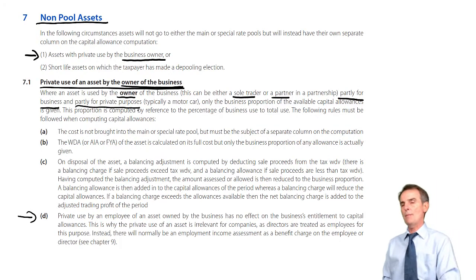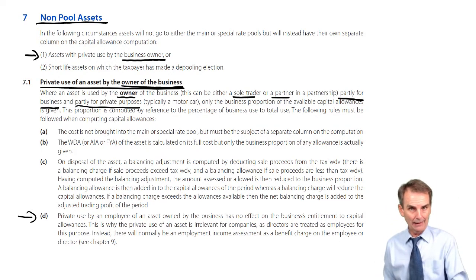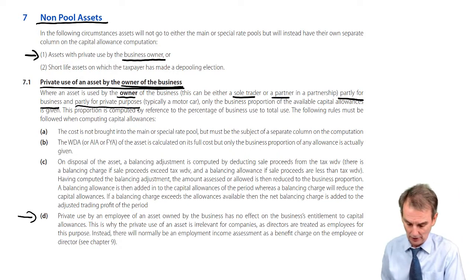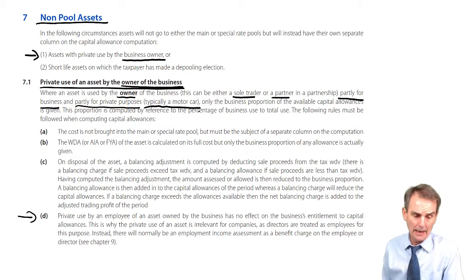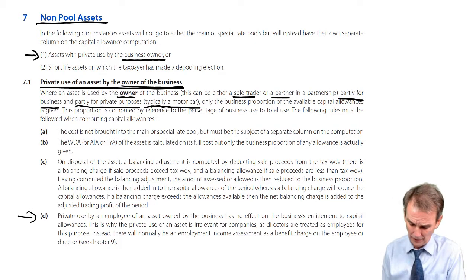Now, I kept on going on about a writing down allowance being the most likely allowance that you'd be looking to claim, because typically we're dealing with a motor car, and a motor car that has emissions in excess of 75 grams per kilometre, and therefore we would only get writing down allowance. Far and away the most likely and the most popular asset for inclusion here for private use by the proprietor. A car with emissions of more than 75 grams per kilometre being used at least in part for private purposes by the owner of the business.